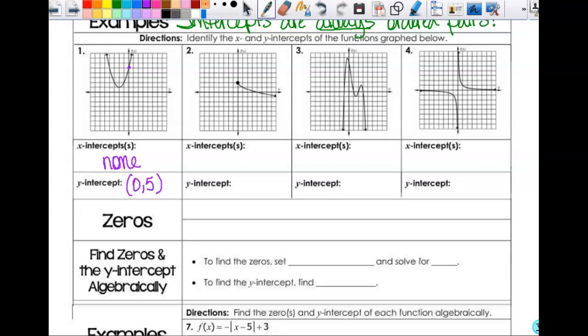Okay. So why don't you pause and do 2, 3, and 4, and then we'll come back and see if we agree. Okay, but I'm going to keep going, so you've got to pause.